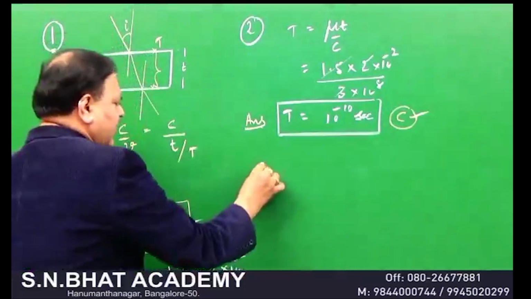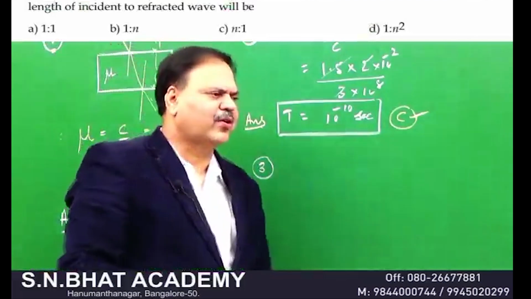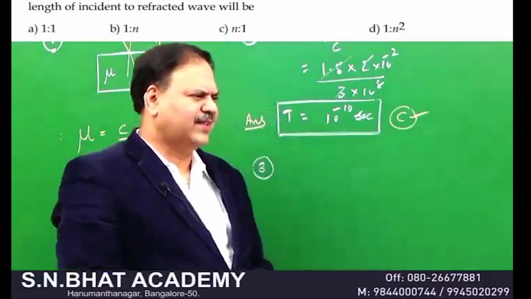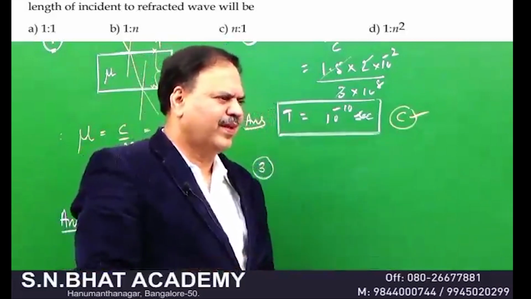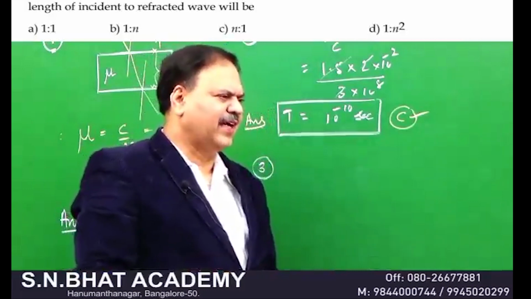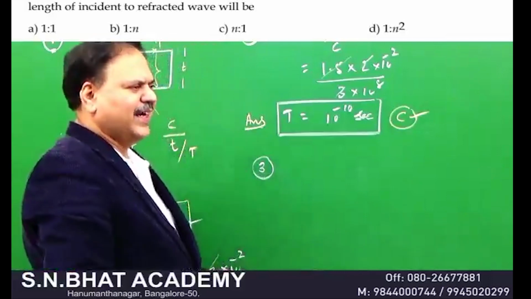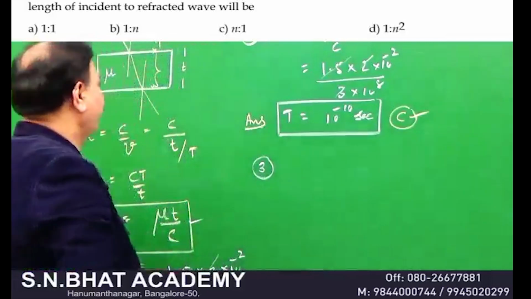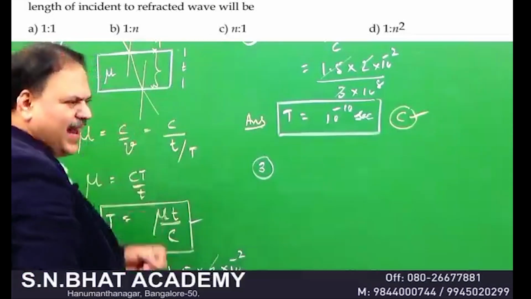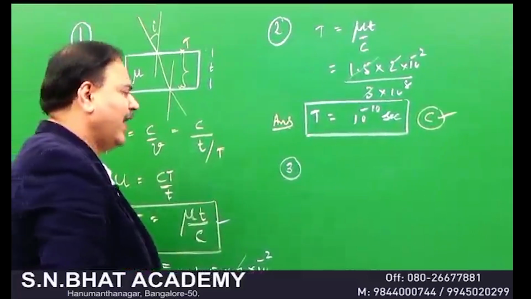Now we come to question number 3. The question is, a monochromatic light from air to glass, whose refractive index is n, is refracted. The ratio of the wavelength of the incident light to the refracted wave will be. Look how simple it is. He said a monochromatic light is passing from air to glass, whose refractive index is n. The ratio of the wavelengths of the light is asked.